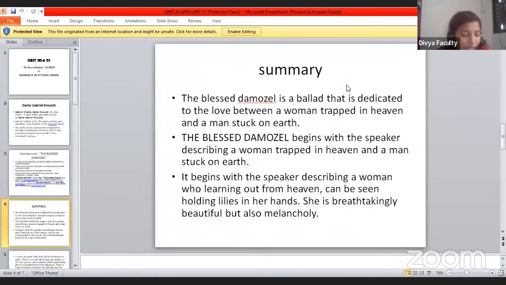In 1848, what happened? Rossetti founded the Pre-Raphaelite Brotherhood. There was a movement called the Pre-Raphaelite Movement. So he joined those people. That's why he was considered part of the Pre-Raphaelite Brotherhood.